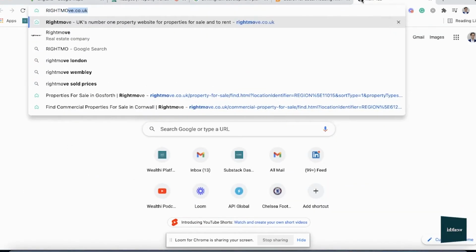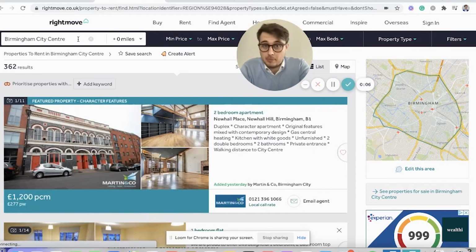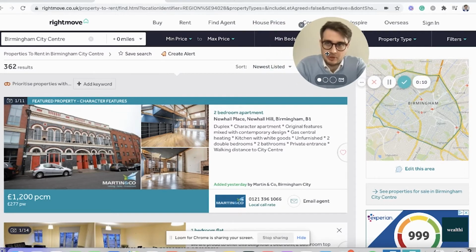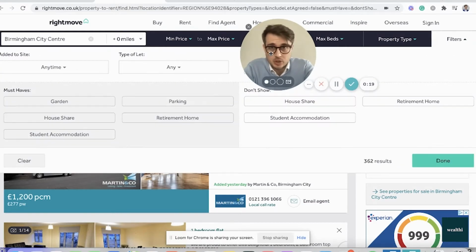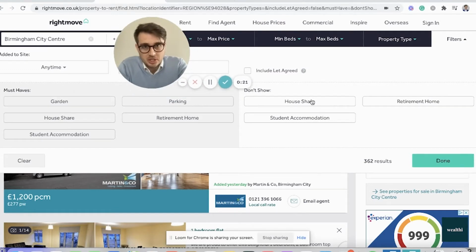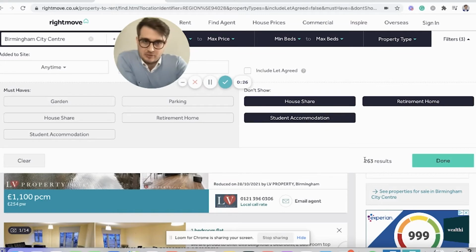Now, the next thing we want to do is jump onto Rightmove and have a look at the rental market demand. So in this case, I'm using Birmingham as an example. And as we can see here, there's 362 results available at the moment. So what we want to do is click on filters in the top right corner. And we want to remove house shares, retirement homes, student accommodation. You can see that's already reduced it by about 100. We don't want houses of multiple occupants to come up in our search when we're doing this.